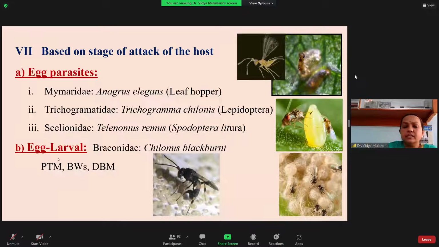Then you have the egg-larval parasitoid, as I told you. So only this is the example you have to remember for the egg-larval, that is the Chelonus blackburni, which is a Braconidae, which is mainly attacking the egg stage of the PTM, that is the potato tuber moth, BW, bollworms, DBM, the diamondback moth larvae. So it attacks the egg and continues in the larval stage.